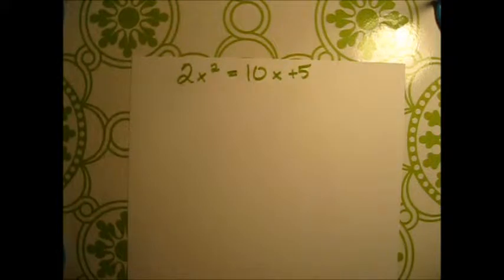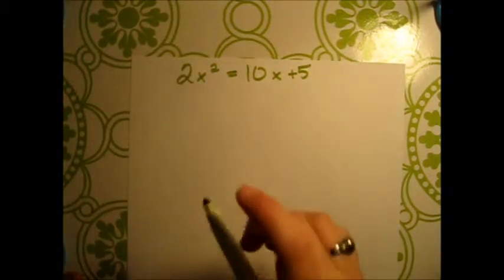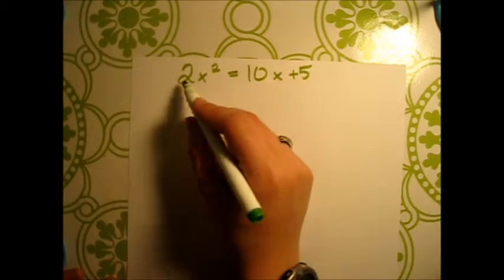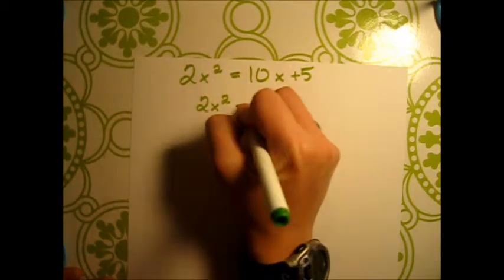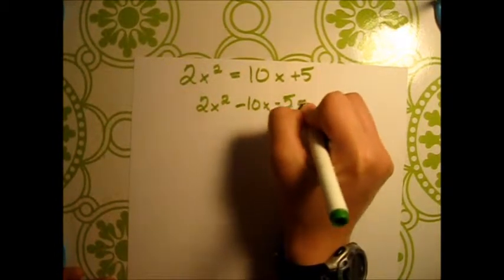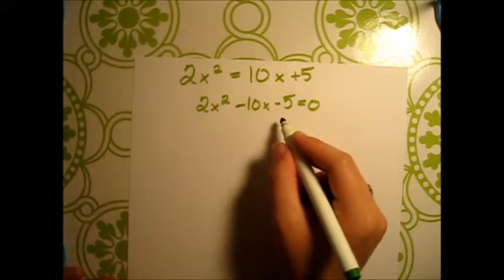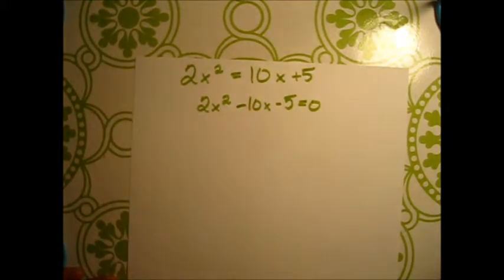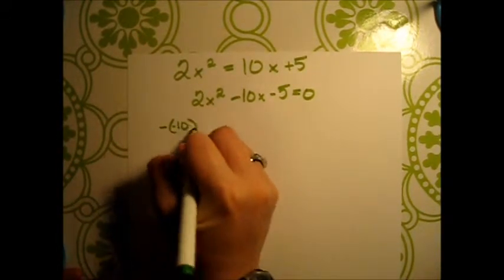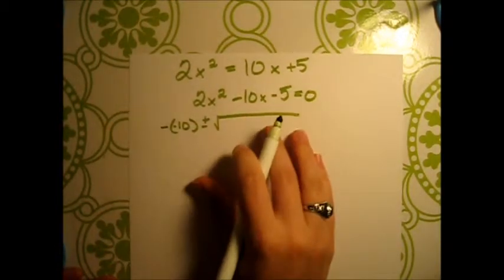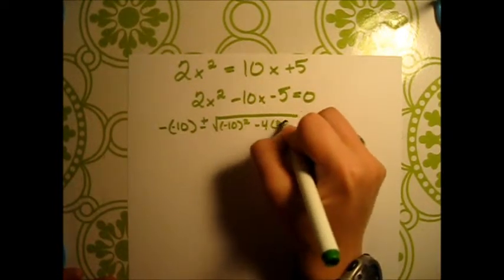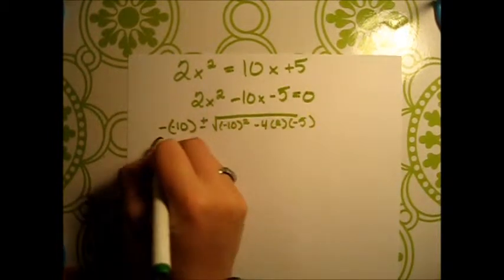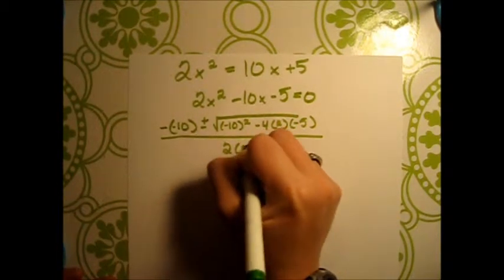Okay, last but not least, we have 2x squared equals 10x plus 5. Now I'm going to move everything over here just because I don't want the leading variable to be negative. So after I do that, I'm going to get 2x squared minus 10x minus 5 equals 0. Now it is ready to be plugged into the quadratic formula. After I plug it into the quadratic formula, this is what I get. I have negative negative 10 plus or minus the square root of negative 10 squared minus 4 times 2 times negative 5, and all of this is over 2 times 2.